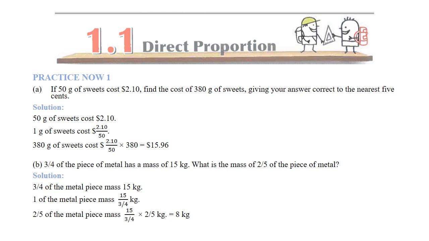Now we have the same unitary method, which is 3/4 of the metal piece equal to 15 kg mass. We convert it into one metal piece, so we get the mass of that length or size of the metal piece. Now we have to multiply with 2/5 of the metal piece to get the mass of 2/5 of the metal piece, which becomes 8 kg.